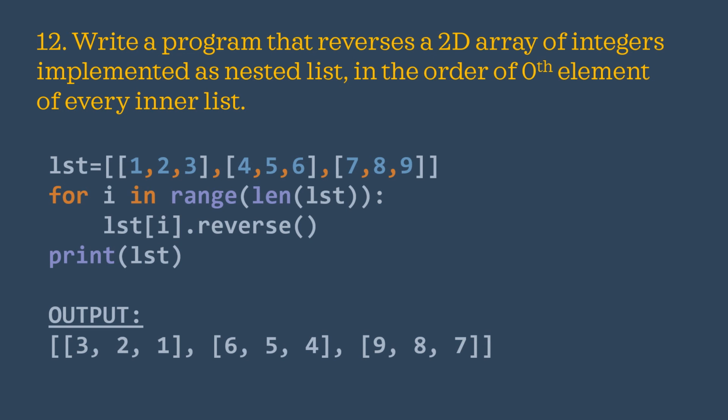Now if you print the list, then it will give the output as shown below. That means each of the sublists is represented in reverse order. 1, 2, 3 become 3, 2, 1, 4, 5, 6 become 6, 5, 4, and 7, 8, 9 became 9, 8, 7.